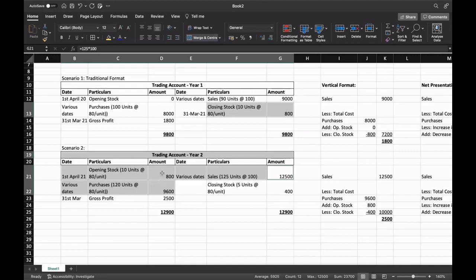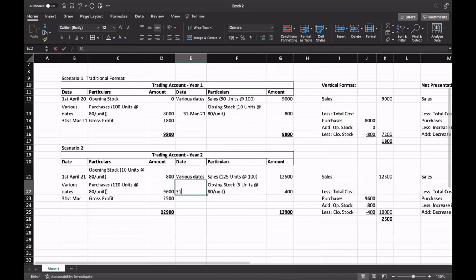So here this has cost for 130 units. I want to compare it. I want to make this comparable. This is for 130 units. I want to make it as 125 units. So what I should do? From this I have to deduct 5 units cost. So instead of doing the subtraction on the debit side, that is left hand side, I'm going to do it on the credit side.